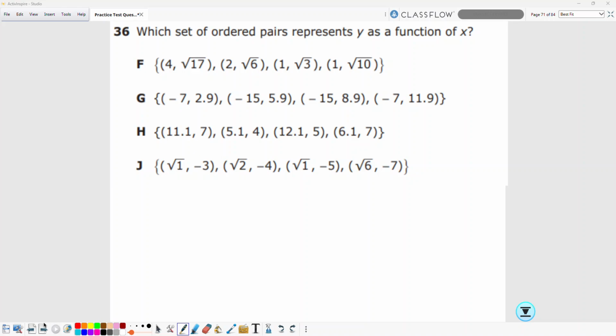Number 36. Which set of ordered pairs represents y as a function of x? Well, you could convert all of this to decimals and create a table, and that would work. And you'd have one x getting multiple y's. That's what would happen. Listen, you could go through all of that, or you could go over to Desmos. And we'll show you what to do in Desmos, because it's a lot more clear.